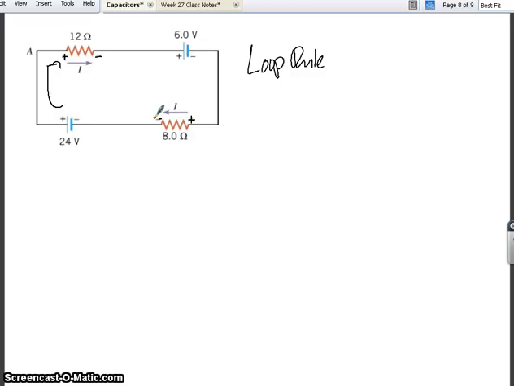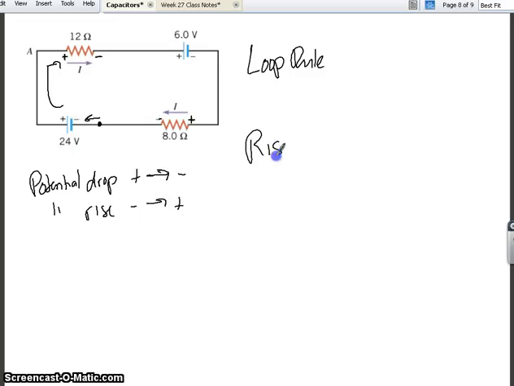I want you to remember that a drop in potential means we're going from positive to negative. I'm going to start at this point right here, and we're going to go this way. Notice when we cross the path of this battery, we're going from negative to positive. So a potential drop is positive to negative, a potential rise is negative to positive. Potential rises equal potential drops.